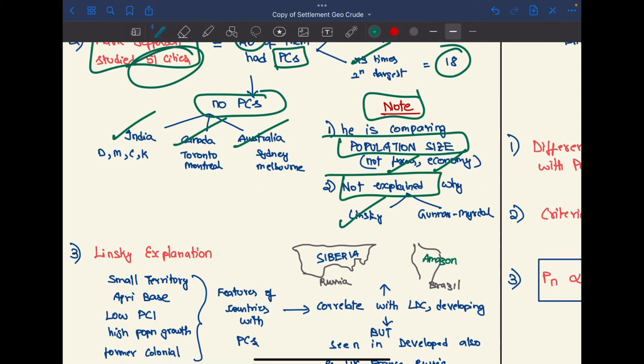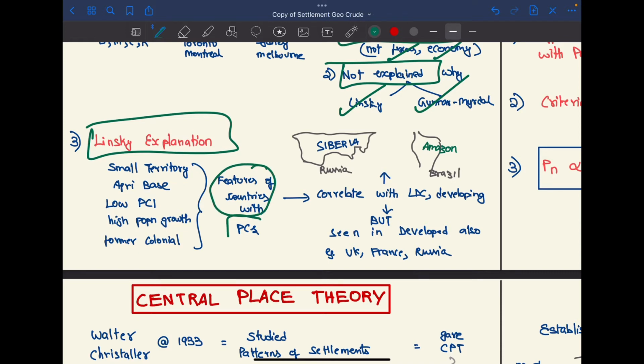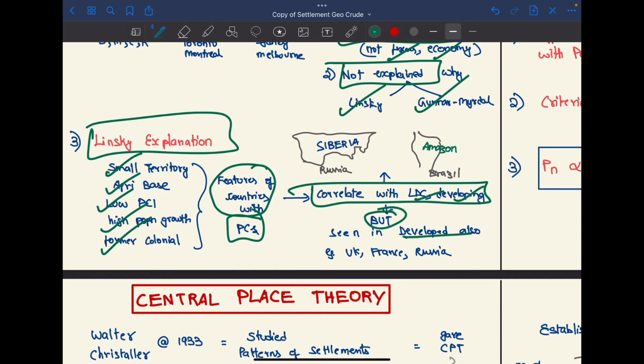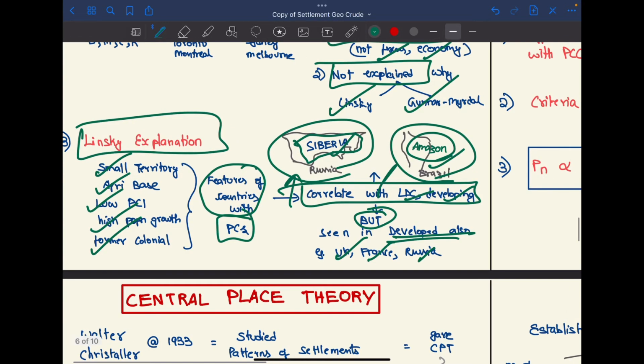This was later provided by Linsky and Gunnar Myrdal. So first, let's see Linsky's explanation. According to him, the features of the country with primate cities are small territory, agricultural base, low per capita income, high population growth, and former colonial status. These correlate with the least developed countries and developing countries, but this primacy is also seen in developed countries like UK, France, and Russia. To explain Russia and Brazil, we can say that because most of Russia, like Siberia, is not habitable, and the Amazon in Brazil is not habitable, they have the primacy.